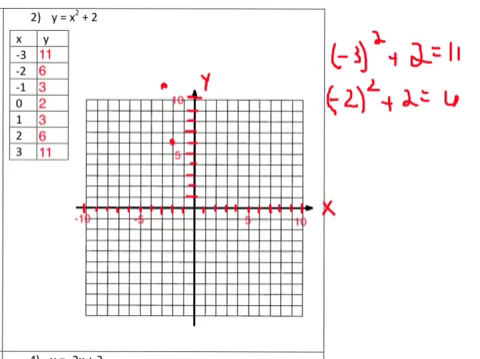Negative 1, 3. 0, 2. And then 1, 3 goes back up. 2, 6. And then 3, 11 is just off my grid again. So as you can see, it forms that U shape that we've seen in the past. And that is the answer to number 2. Make sure you put your arrows there. And we're going to move on to number 3.